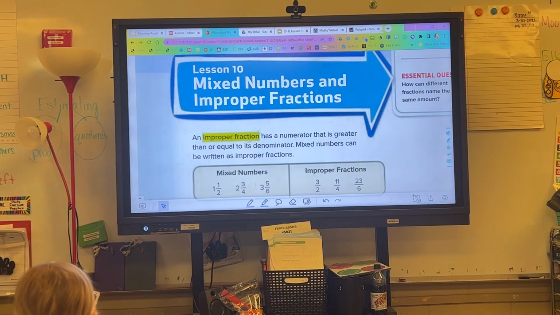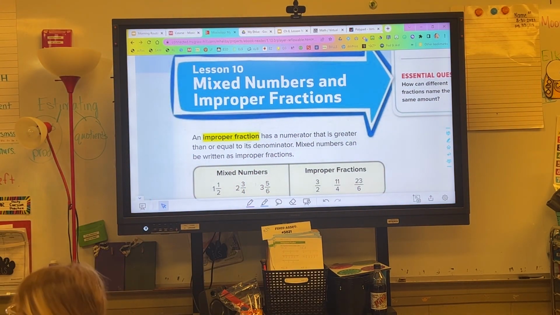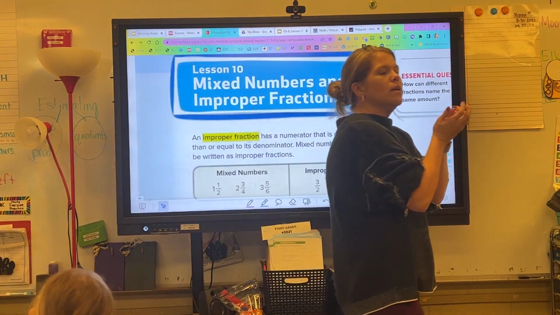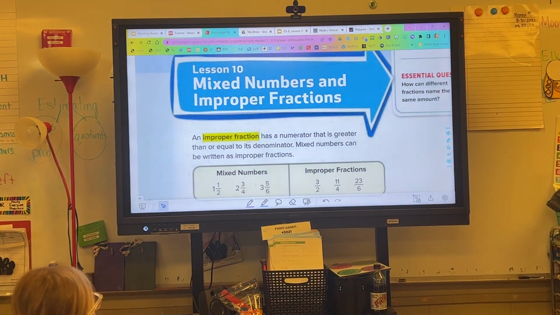So we've talked about whole numbers, right? We've talked about fractions. Fractions are less than 1, but greater than 0. Then we talked about what happens when I need a whole number and a fraction together. What do I call those? Mixed numbers. Now we're going to talk about a different kind of fraction called an improper fraction.